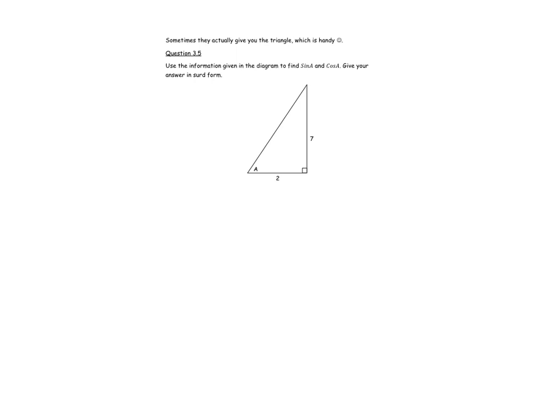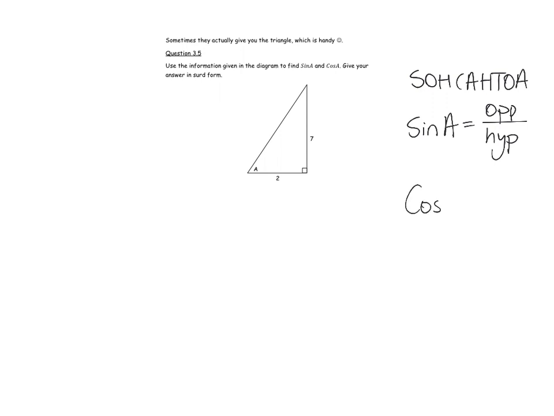Sometimes they will actually give you the triangle, which is really handy, so it just makes our lives a little bit easier. So question 3.5 is one like that. So it says, use the information given in the diagram to find sine of a, cos of a. Give your answer in surd form. So first thing I might do here is write out what SOHCAHTOA is. We need sine of a, and sine of a is equal to the opposite over the hypotenuse. And we also need the cos of a, and the cos of a is equal to the adjacent over the hypotenuse. So I'm going to go to the triangle now, I'm going to label it.